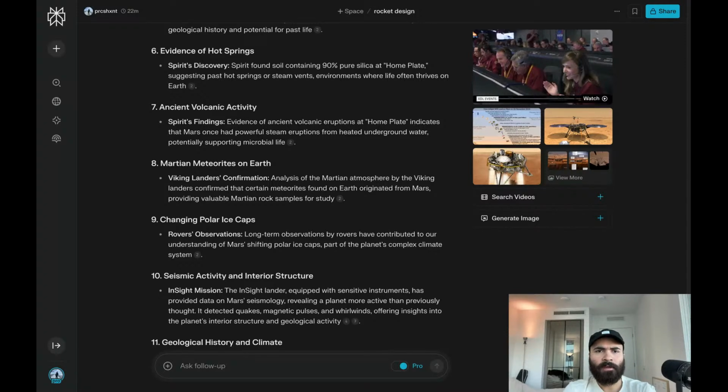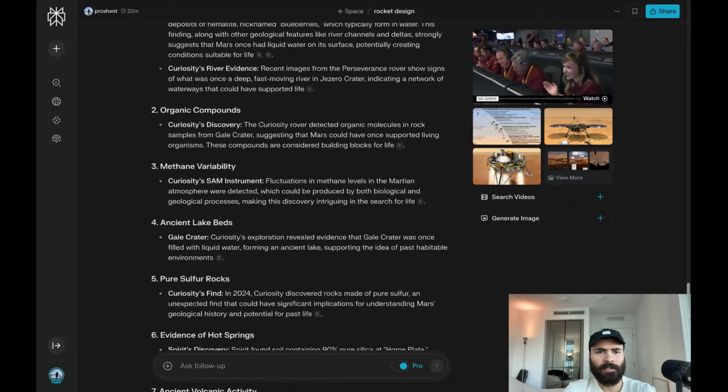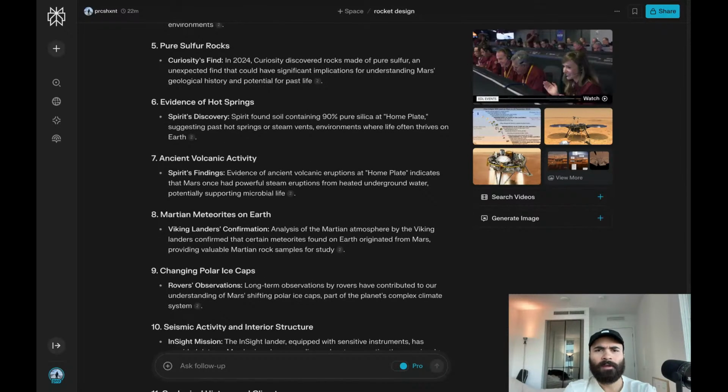Hot spring. Spirit found soil. Spirit's discovery. Wait, how many rovers do we have? Spirit, Perseverance, Curiosity, Opportunity? Wow.